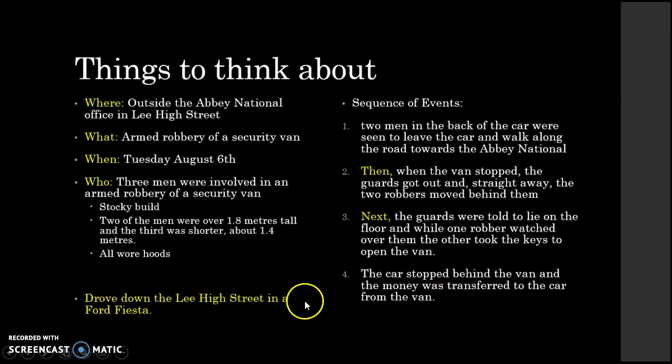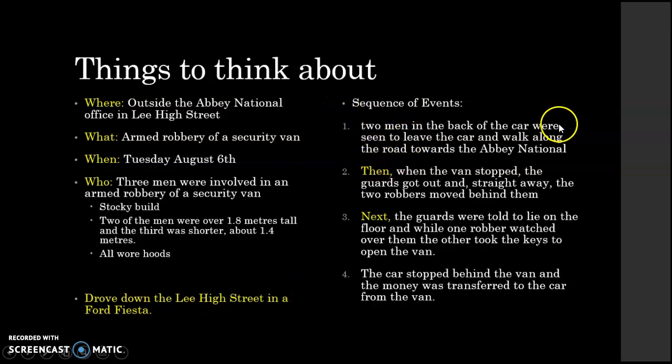All right, so some things to think about is looking for words that give you indication of where, so looking at place, where did it happen, what happened, right? When did it happen? So find the date. Who? And there might be more information there, and this information was already given. There was a sequence of events, so these things happened.